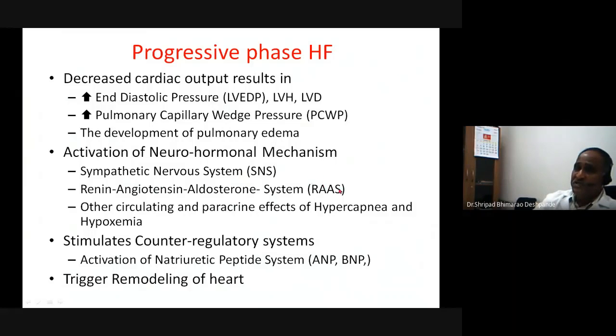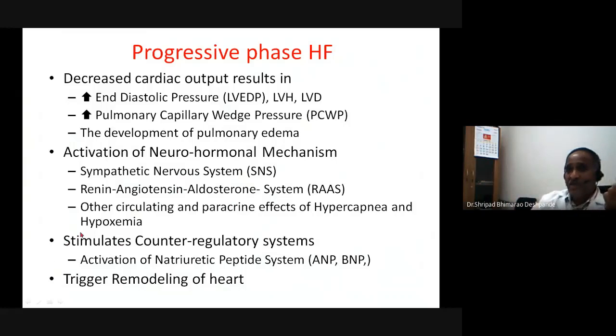Now, the renin-angiotensin system will also produce afterload and preload problems. Then, as I explained, adding to the problem is the accumulation of sodium and water, which increases the plasma volume or blood volume. Besides these, because of the H ions, hypoxemia and hypercapnia, other circulating paracrine effects will come in, because accumulation of various metabolites will have counter effects on the circulation.